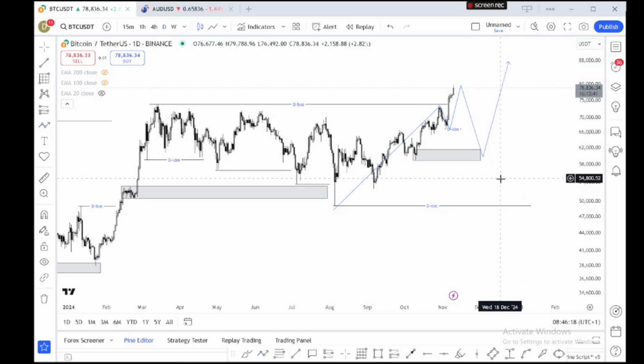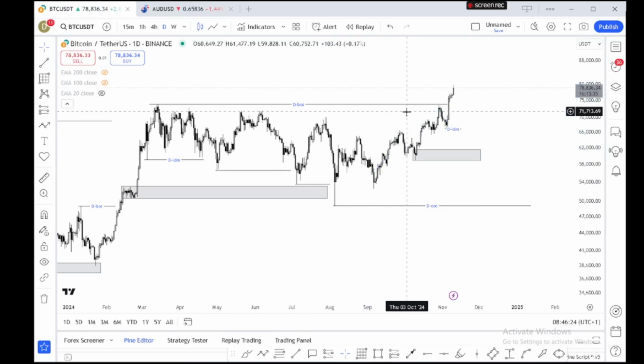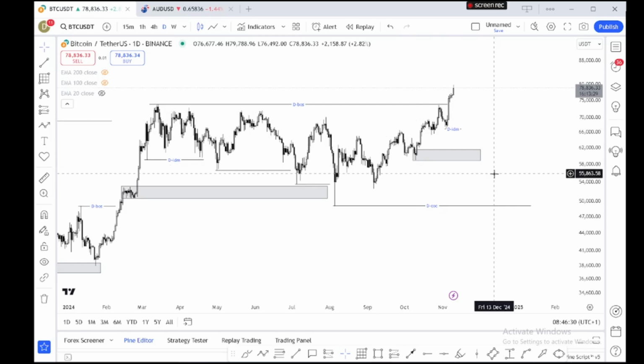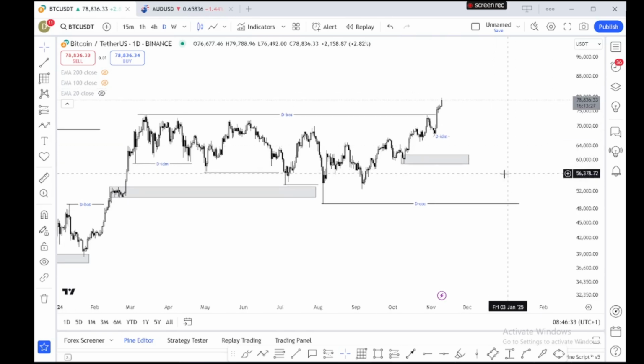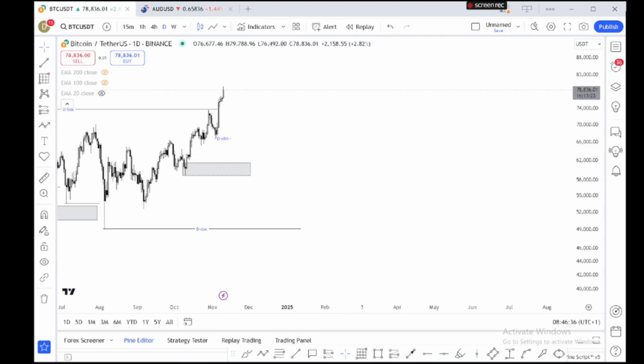So I think that's it for today. These are the trades I'm looking for. I hope that you guys can do your analysis and also see if this matches with yours. But before I end this video, let me just explain this approach to you briefly.